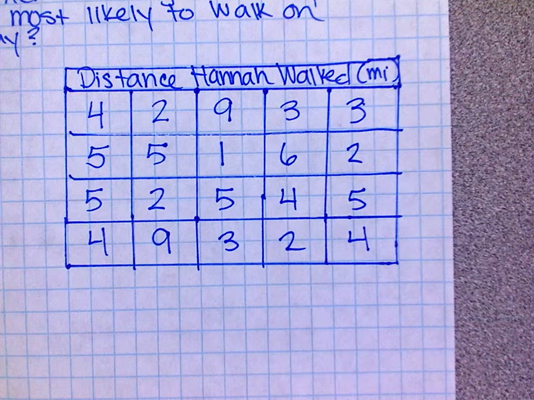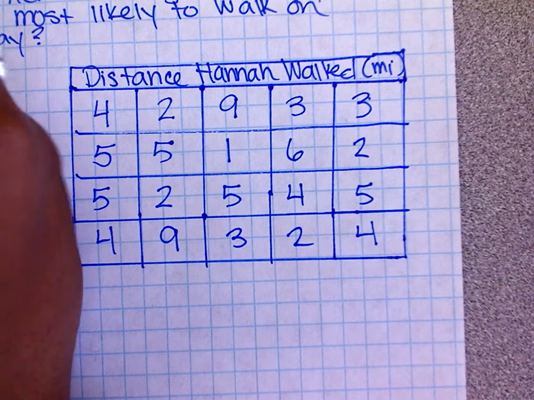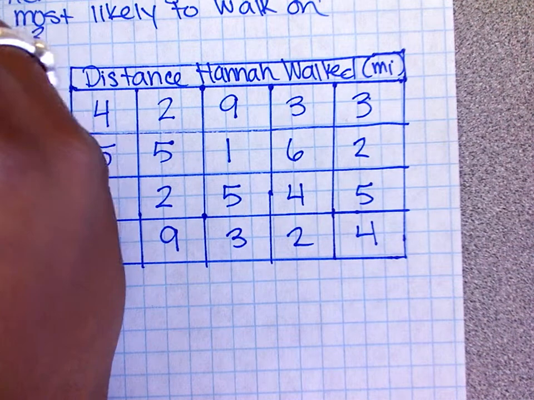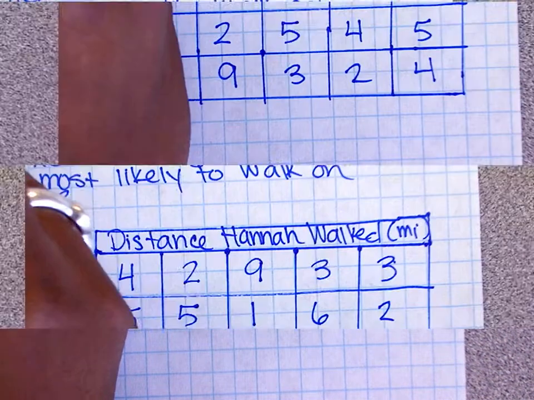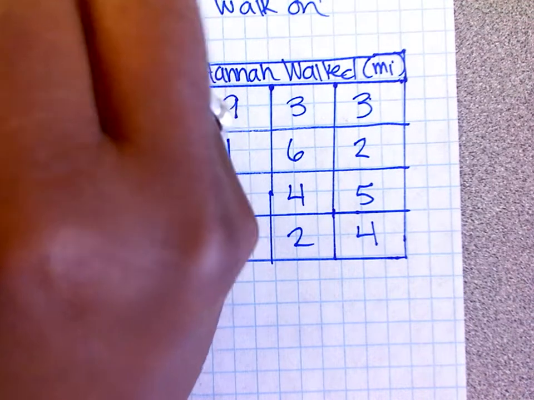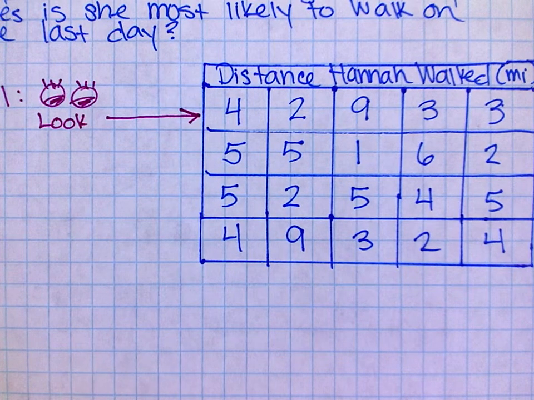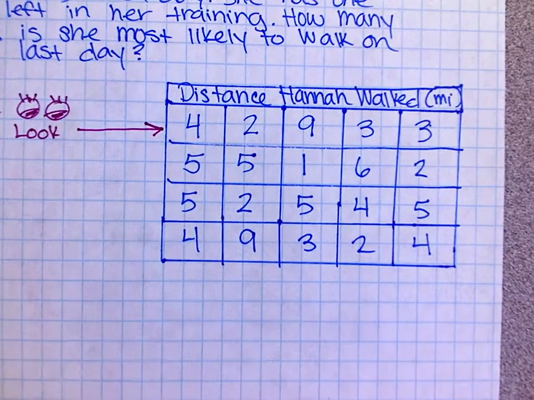Now the numbers aren't in order. So you're going to have to do this very carefully when you make your dot plot. Okay? So we already said that step 1 was to what? Look at the table. Step 1, we're going to look with our eyes. We're going to look at that table. Okay?